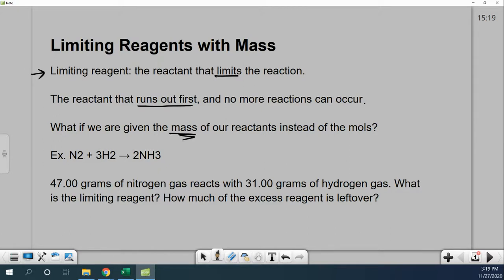So for example, a question says, hey, we've got nitrogen gas and hydrogen gas forming ammonia. Now you've got 47 grams of nitrogen gas reacting with 31 grams of hydrogen gas. What's the limiting reagent? How much of that excess reagent is left over?